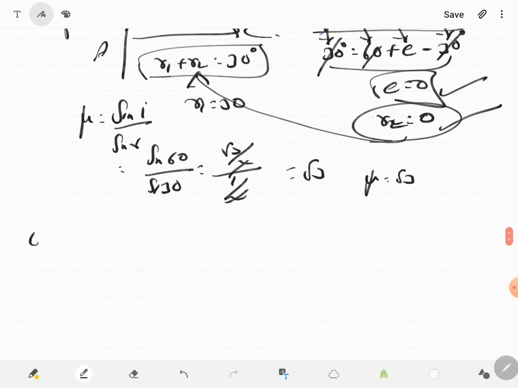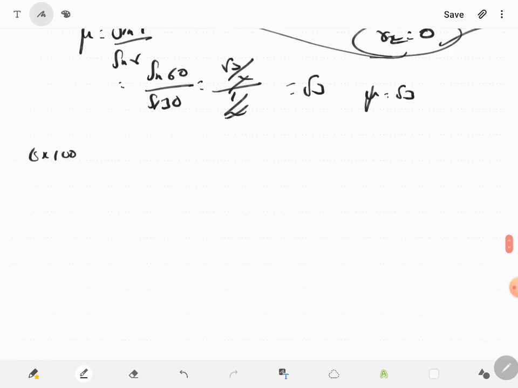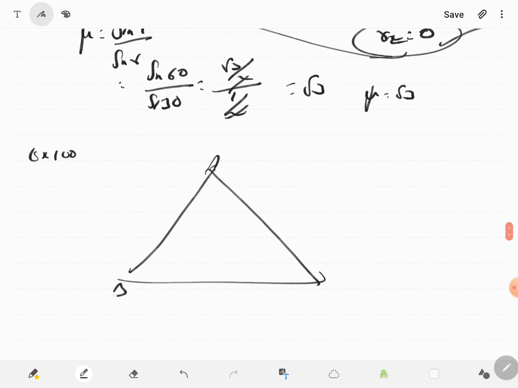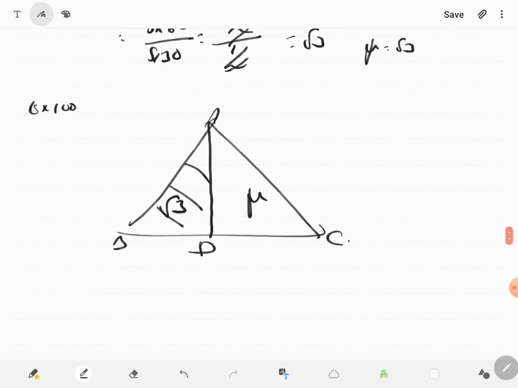Let's go to the next sum, example 100, where a composite prism ABC is made up of two identical right angle prisms. ABD is one right angle prism and ADC is another right angle prism made up of different material. One has refractive index root 3, another has refractive index unknown mu. A ray of light is falling on the face AB, making an angle 60 degree as shown in the figure. So there's a normal, and it makes an angle 60 degree with the normal.